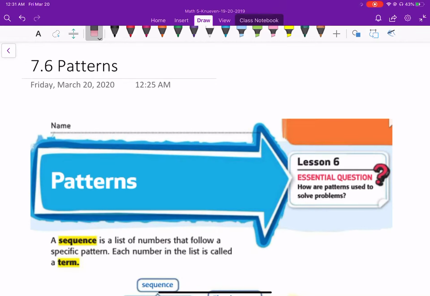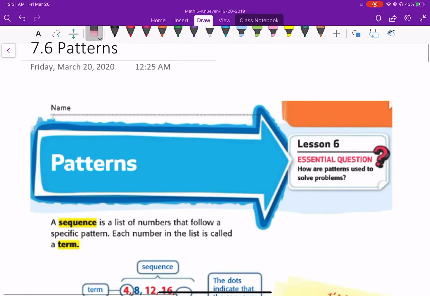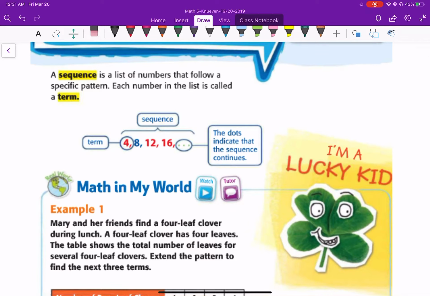All right, guys, we're going to keep on working through our chapter 7 on expressions and patterns. Now we get to our patterns portion of this. A sequence is a list of numbers that follows a specific pattern. A sequence is multiple terms, and a term is a number in this list. These three dots indicate that this goes on and on, and that's also called an ellipsis.